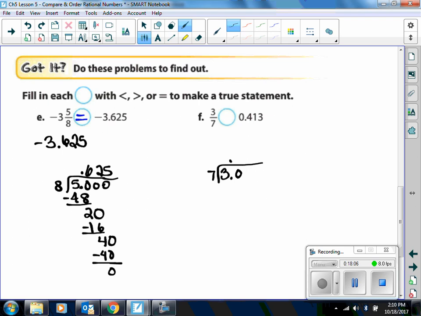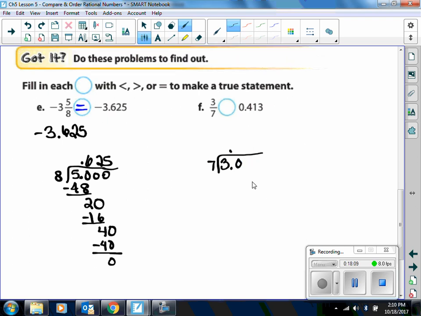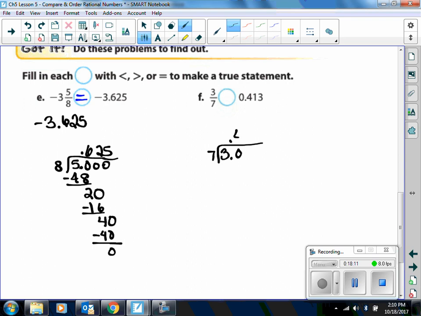How many times does 7 go into 30? 4 times. 4 times 7 is 28. And then we subtract. So that's going to give me 2. Annex another 0. Bring that down. 7 goes into 20 2 times. 2 times 7 is 14. Good. And then we subtract. 6, right? Annex another 0 and bring that down. How many times does 7 go into 60? 8 times. Very good. So now this is at the thousands. The thousands, right?